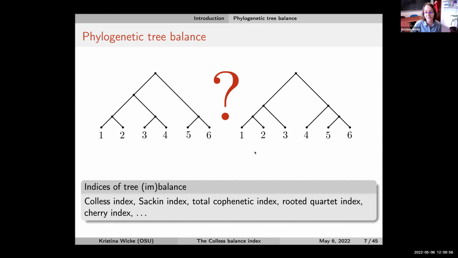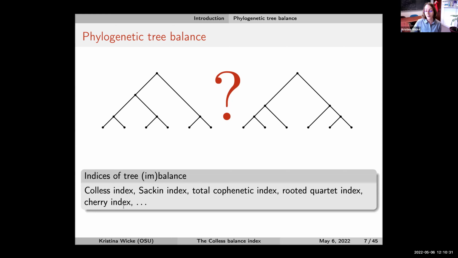And so in fact, this question of asking how balanced a tree is, can we order trees from imbalanced to balanced, has led to the introduction of several balance indices. There are currently about 20 balance indices discussed. The Colless index and the Sackin index are the oldest and most famous ones. And then there are newer indices like the total cophenetic index, the rooted quartet index, or the cherry index. And in this talk today, I'm going to focus on the Colless index, as this is probably the most popular index used in tree balance.